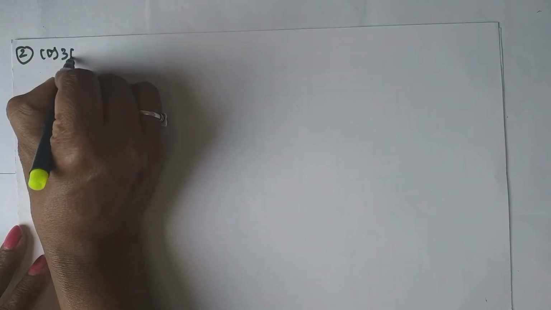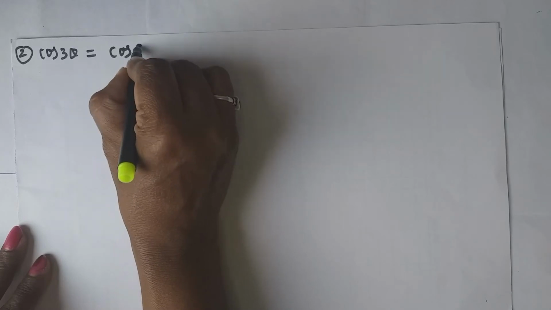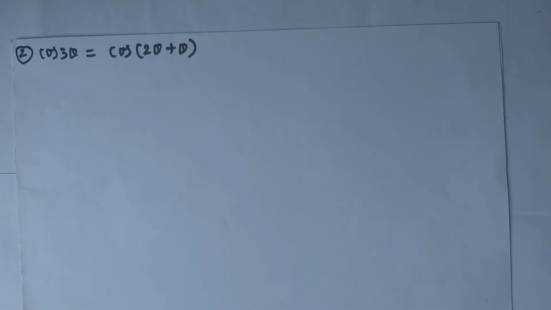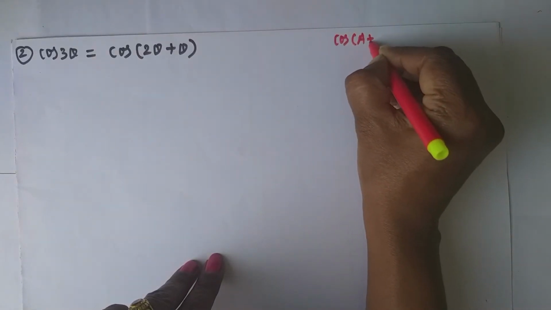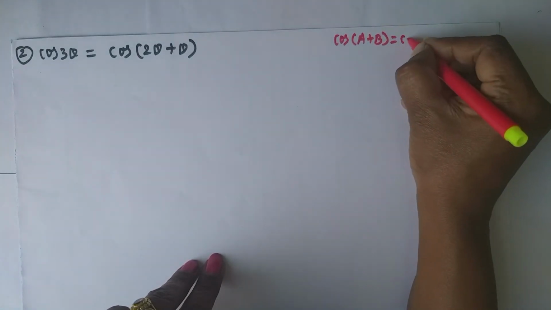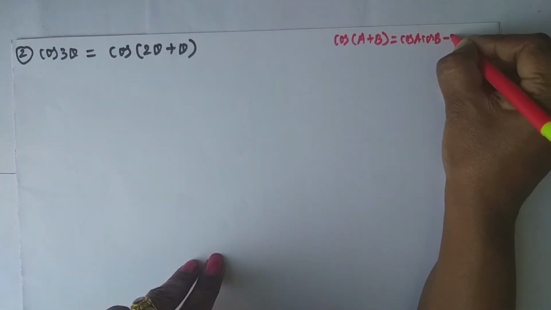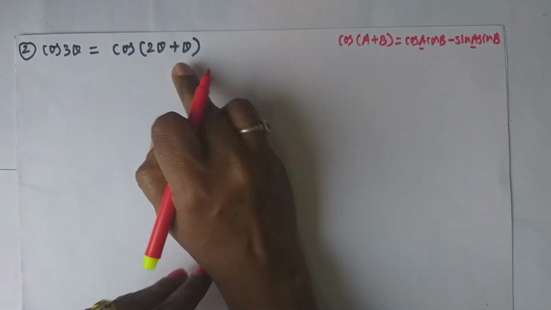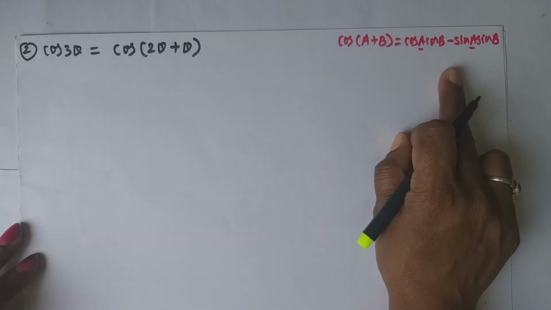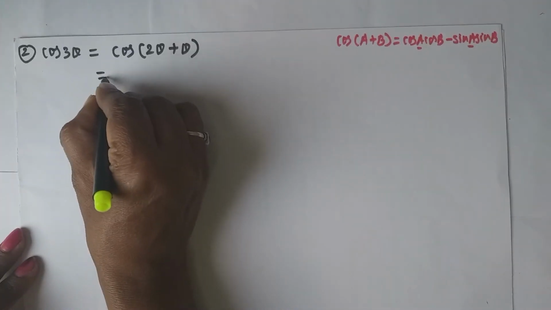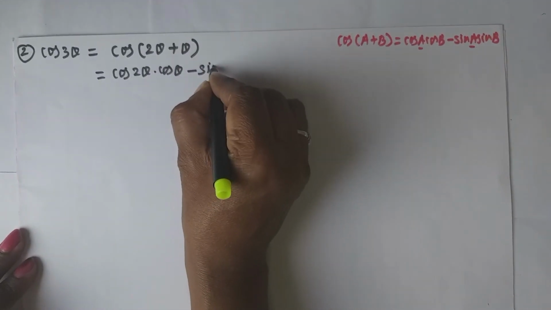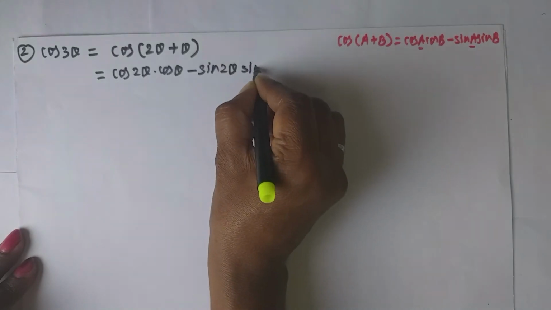Now again, to prove the second, that is cos 3 theta, I will split this cos 3 theta as cos of 2 theta plus theta. And here we will use the formula of cos A plus B. And what is the formula of cos A plus B? That is cos A cos B minus sin A sin B. And what is A here? A is 2 theta and B is theta. I will keep in this formula the value of A as 2 theta and B as theta. Therefore, this will be cos 2 theta into cos theta minus sin 2 theta into sin theta.